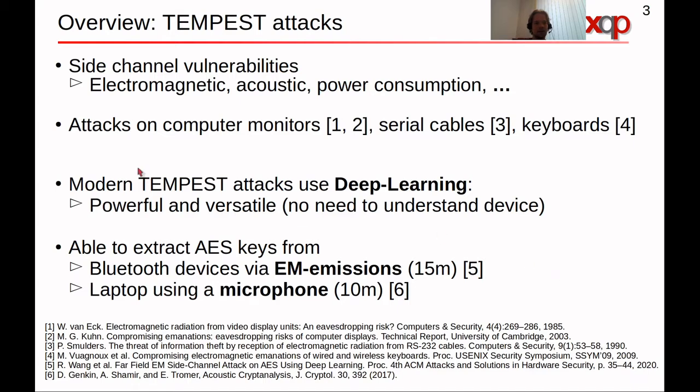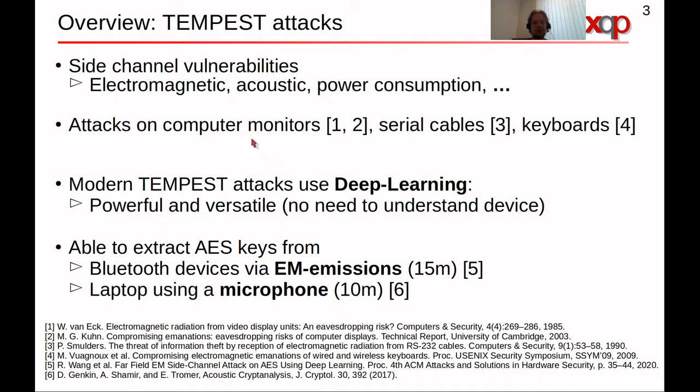As we focus on TEMPEST attacks, these are side channel vulnerabilities concerned with electromagnetic emissions, classical emissions, acoustic vibrations, power consumption, and similar side channels. Over the years, these side channels, in particular the electromagnetic side channel, have been used to attack consumer-grade computer monitors, serial cables, and keyboards, and extract secrets from these devices.